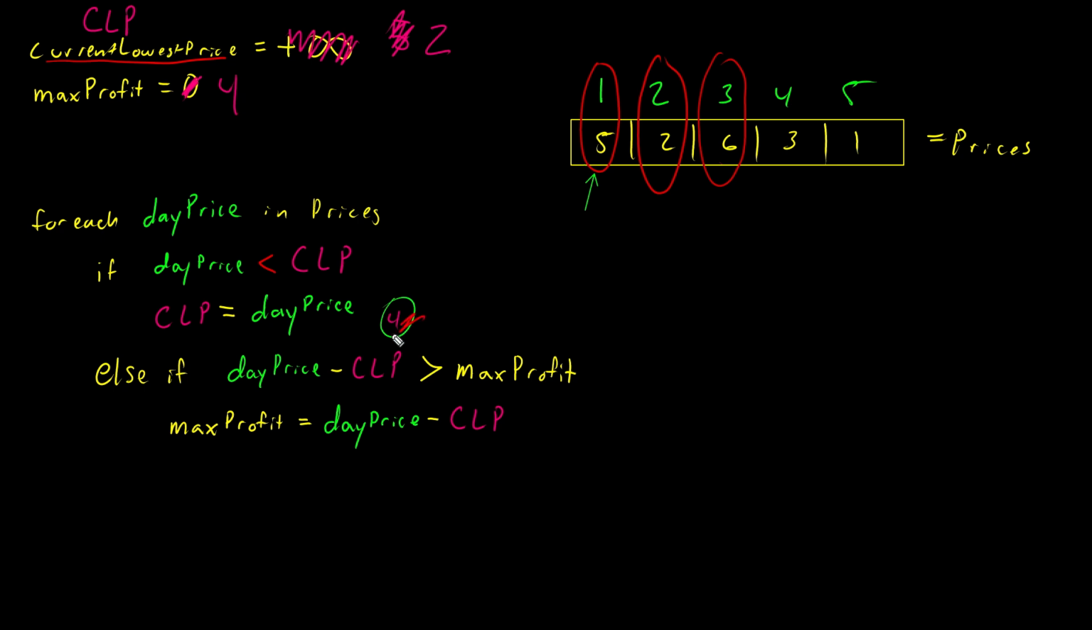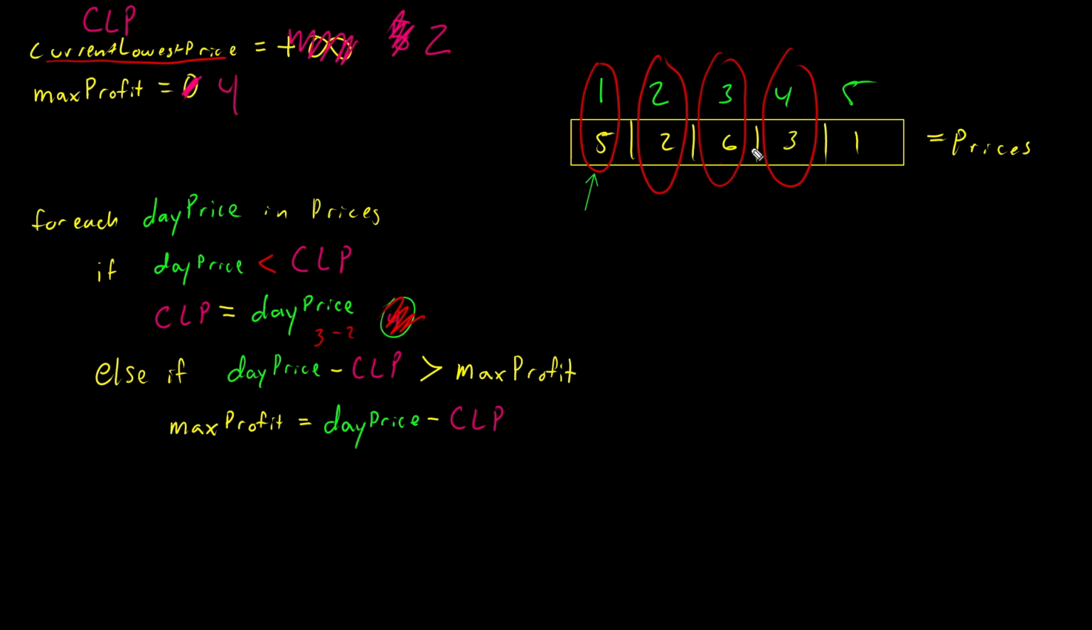Okay, let's keep going. Let's move on to day 4. Now our day price is 3. So is 3 less than our current lowest price? Is 3 less than 2? Well, no. So we go to else if. Well, how much money can we make if we sold on this day? Well, on this day, our day price is 3 and our current lowest price is 2.